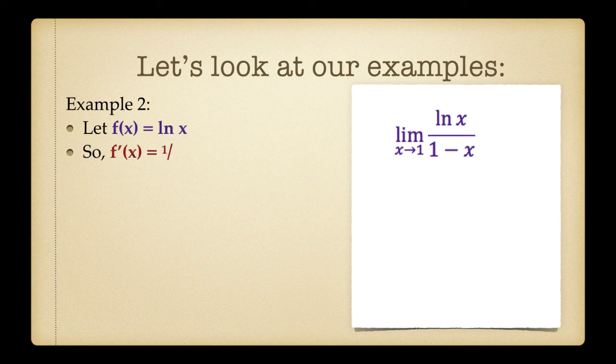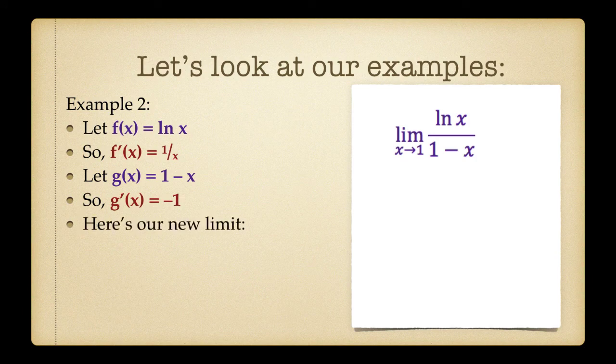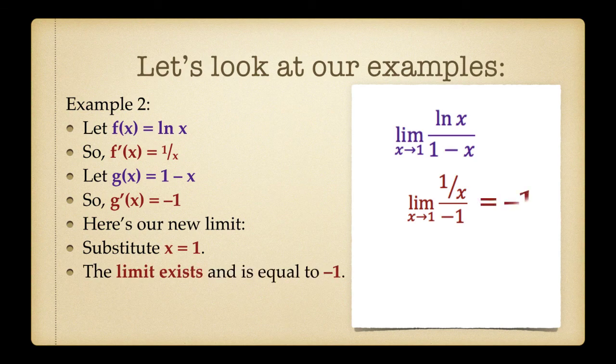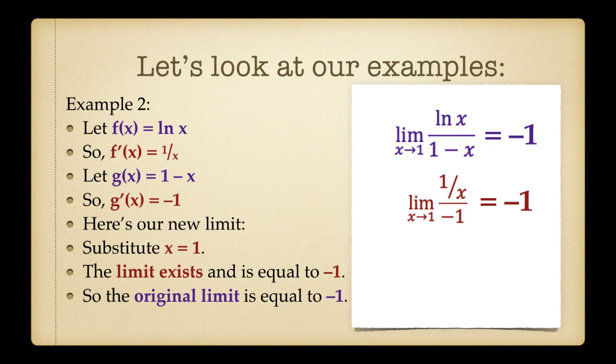So the derivative of the natural log of x is going to be 1 over x, and the derivative of the bottom, 1 minus x, is just going to be negative 1. So my new limit is going to be the limit as x approaches 1 of (1 over x) over negative 1. And if I try to replace x with 1 again, then I get negative 1. What that means is the limit of our original function is negative 1.